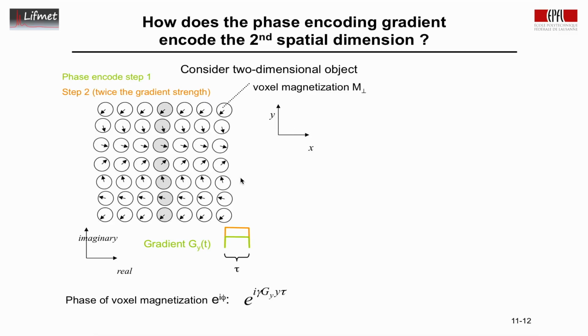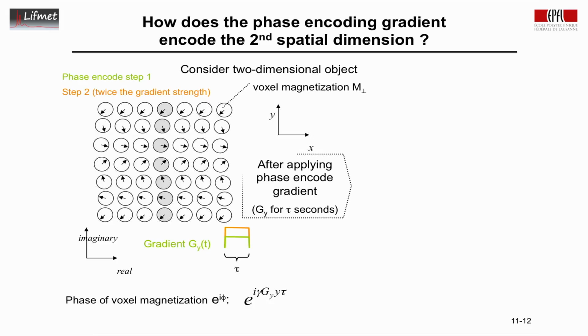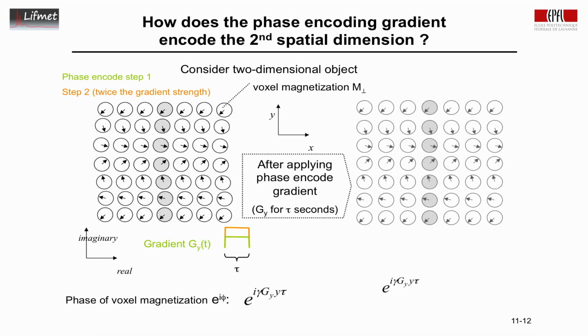So if we look at a given voxel, its phase is given by the position along Y, the duration tau, and the gradient Gy. So the phase here is given by this term. That's what has happened after applying this gradient Gy for a duration tau. Now after we have applied this phase encode gradient, Gy, for tau seconds, we have this phase term here. I'll rewrite this here. This is the situation that we have.